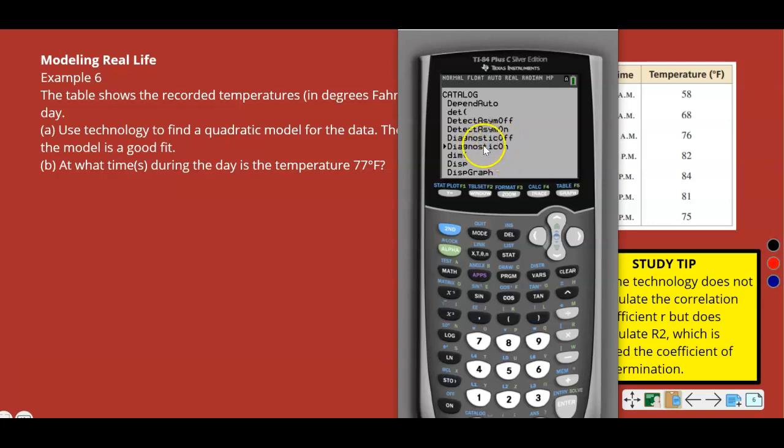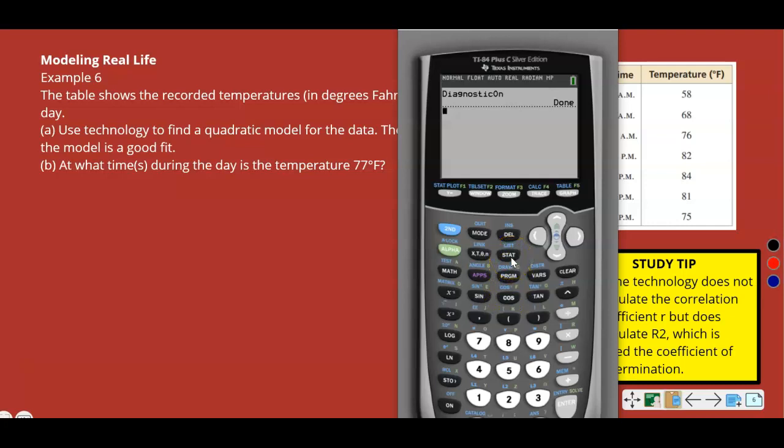There's a diagnostics off, diagnostics on. If I hit diagnostics on, I have to hit enter twice. It has to say done. What this does is turn on your r or your r squared, which is your correlation coefficient. That tells you if your model is a good fit or not.